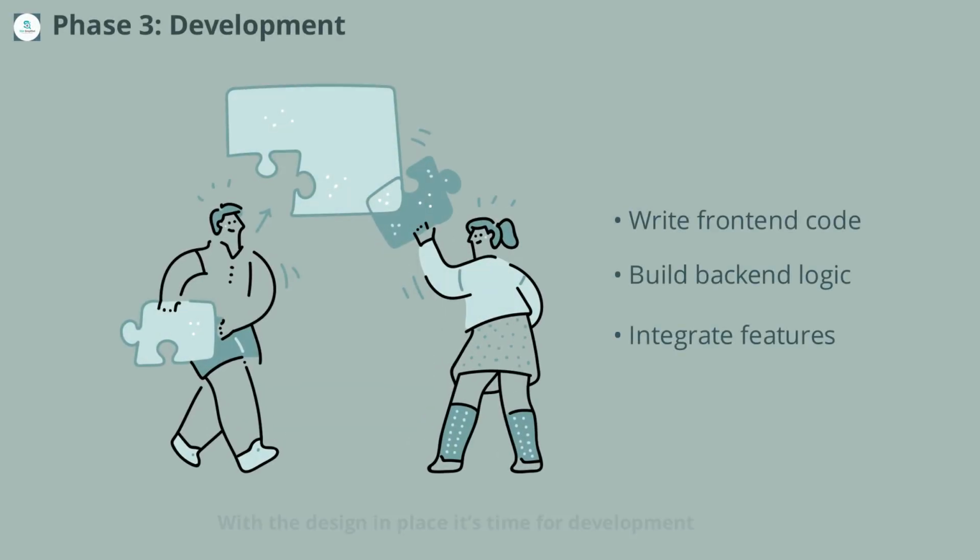With the design in place, it's time for development. This is where the actual coding happens. Developers build the front end, what users see, and the backend, which handles data and logic. For our food delivery app, this might mean using React for the front end and Node.js or Django for the backend. The goal is to turn plans into a working product.